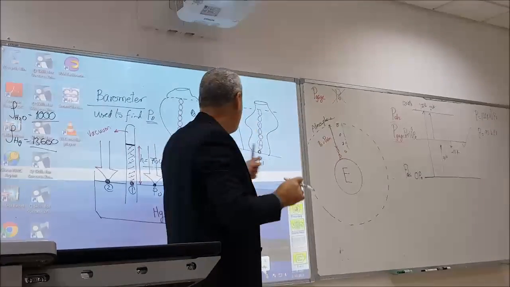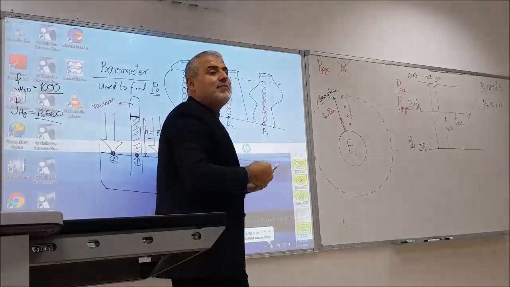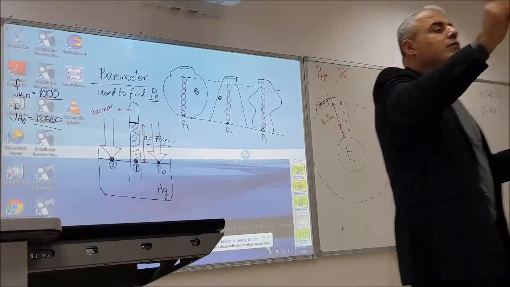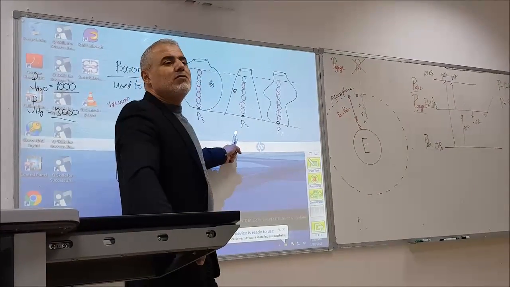Did you notice the idea? This particle has no effect, nor this one. So don't care about the shape, you care about the level. This is a tricky question for many students. They use their logic, they try to be logical.